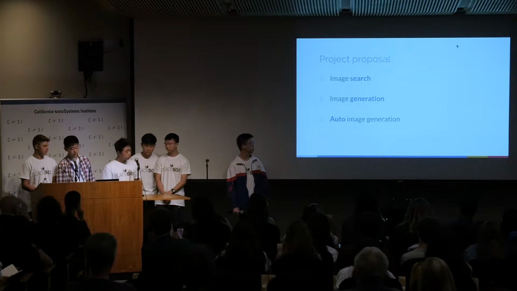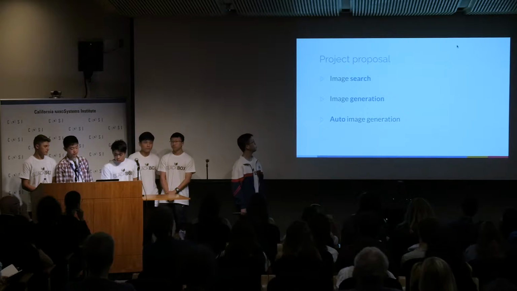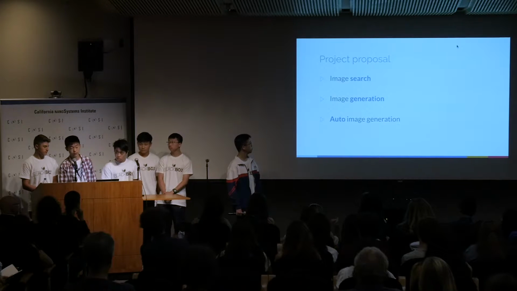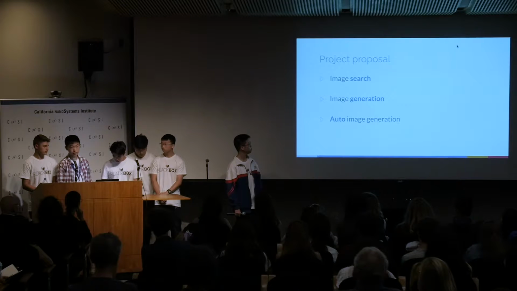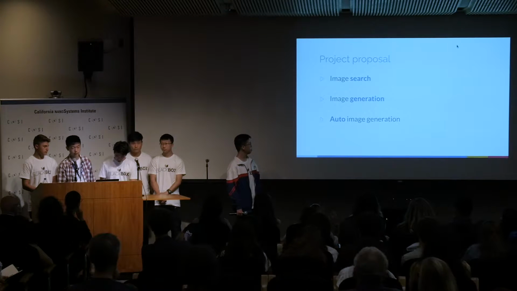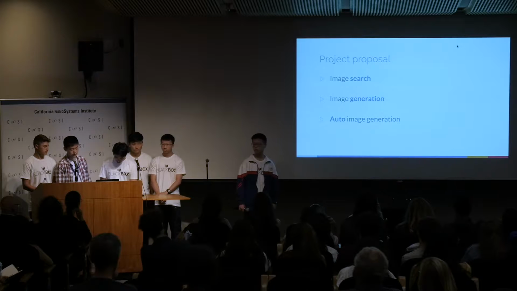So here's our project proposal. We have 3 main stages: image search, image generation, and auto image generation. The first 2 parts work together to create a collage art from the reference image, and the third part creates collage art on its own.